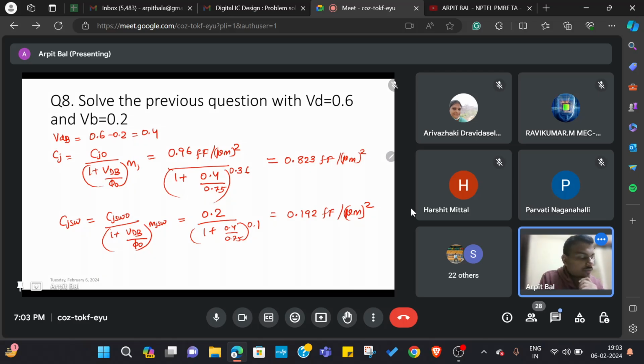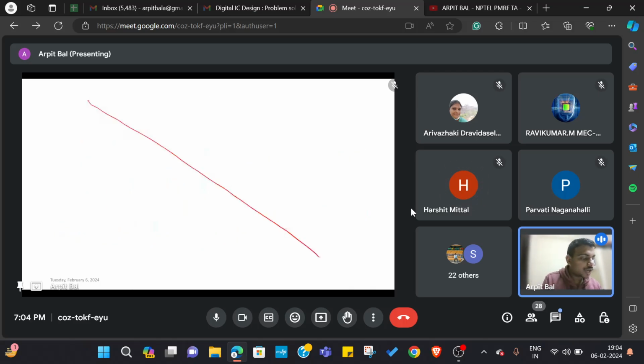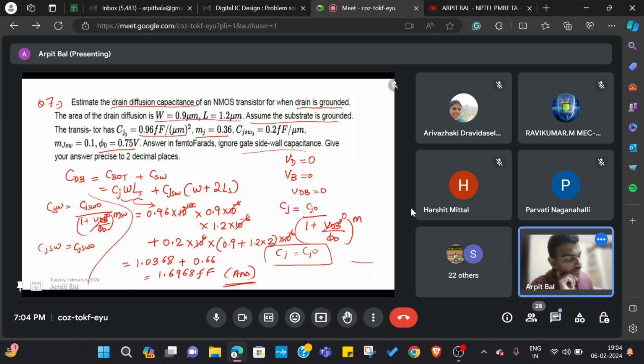Okay, so we have the CJSW value with us. We also have the CJ value with us. Sir, last one will be per micrometer. Oh, sorry. Yeah, this is sidewall, so it will be per micrometer. So we have CJ with us. We also have CJSW with us. So similar to how we solved this question, we just need to substitute the value of CJ and CJSW here. Okay, and then we can figure out what is the CDB.